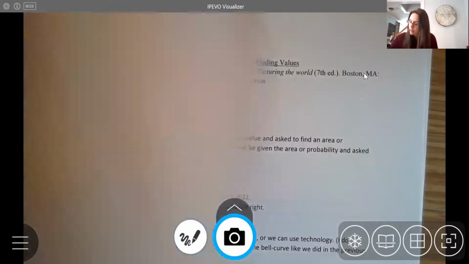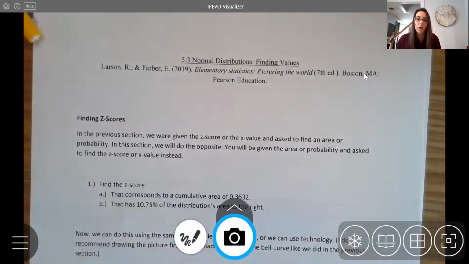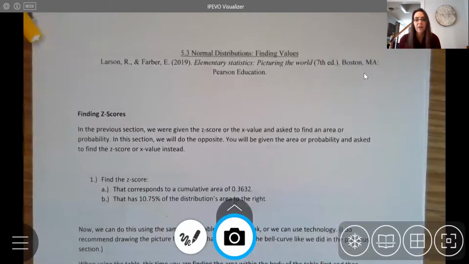So in the previous section, we were given the z-score or the x value and asked to find the area, which is the same thing as finding the probability. So in this section, we're going to do the opposite, or kind of work backwards. Instead of being given the z-score or the x value from the data and then asked to find the area, we're going to be given the area or the probability and then asked to find the z-score or the x value instead.